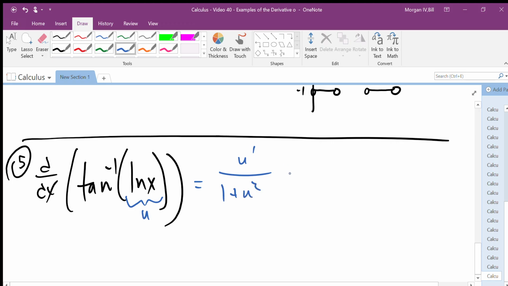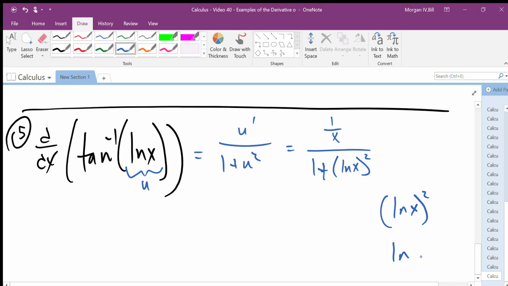So I get u prime, the natural log of x, the derivative is 1 over x, over 1 plus the natural log of x squared. On that natural log of x squared, there's a difference between the natural log of x, all in parentheses squared, and the natural log of x squared, where the square is on the x.